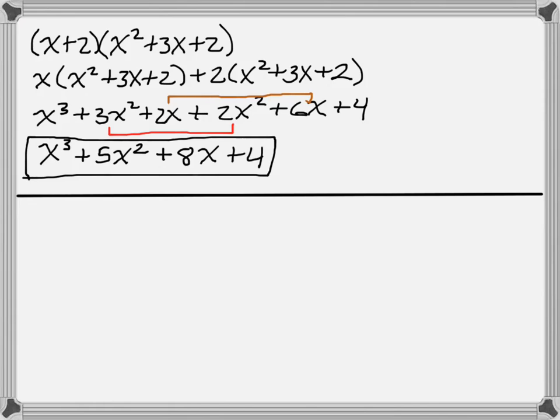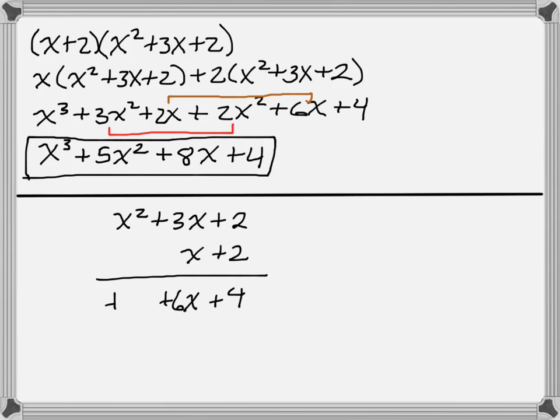So let's try this one by doing the multiplication. So we're going to write it out like we would a multiplication problem. And go ahead. So 2 times 2 is 4, and 2 times 3x is 6x, and 2 times x squared is 2x squared. And I put in that 0 for a placeholder, and then multiply it out.